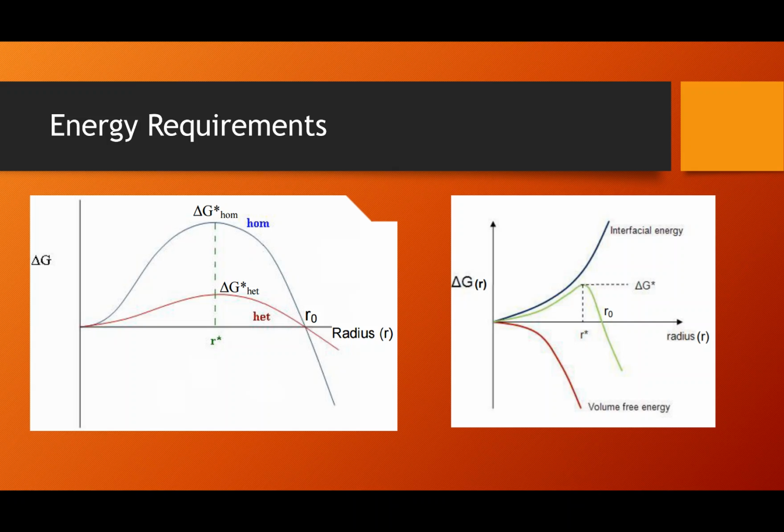And here we have two graphs related to the energy requirements. On the left you can see the energy requirement for heterogeneous nucleation is quite a bit lower, just schematically, than for homogeneous nucleation, which is why you don't see the latter very often. And on the right, which we won't get into, just for those of you that are curious, there's a relation between this free energy, the Volmer free energy, and the interfacial free energy.